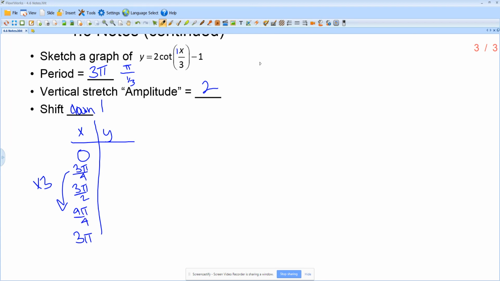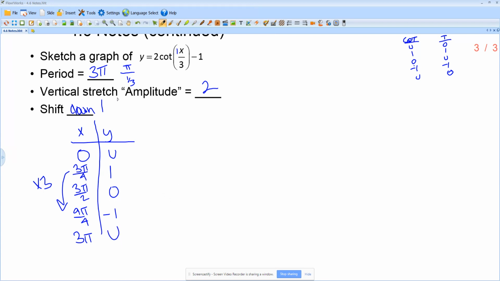My y values for cotangent. So tangent we said goes 0, 1, undefined, negative 1, 0. That's tangent. Which means cotangent will go undefined, 1, 0, negative 1, undefined.